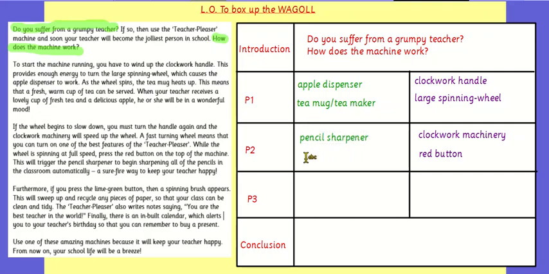Okay, and then let's read the third paragraph. Furthermore, if you press the lime green button, so I know that the teacher pleaser has a lime green button, then a spinning brush appears. This will sweep up and recycle any pieces of paper so that your class can be clean and tidy. So we know that the spinning brush is what keeps the teacher happy. That is a feature of the teacher pleaser. The lime green button is part of the machinery that helps the teacher pleaser to work.